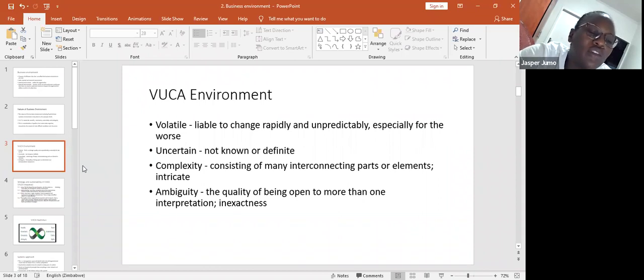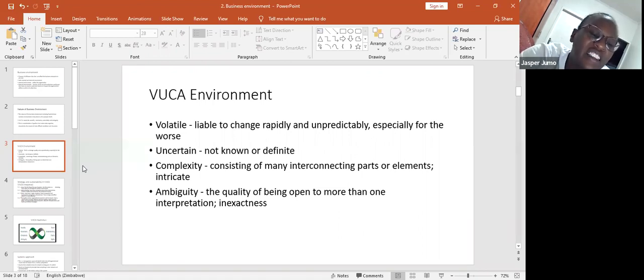You know, when you say someone has got a volatile temper, it means they can just erupt anytime. Even when you talk to that person, you don't know when they are going to get very angry, or how they are going to react. This is the meaning of the word volatile.